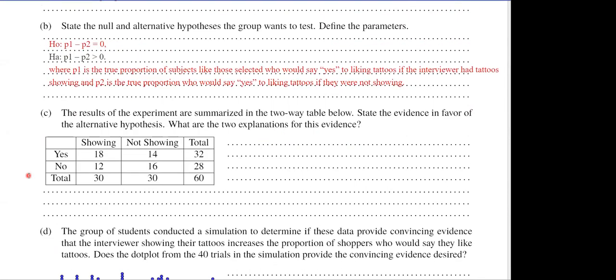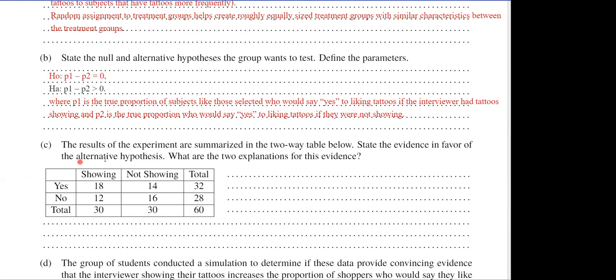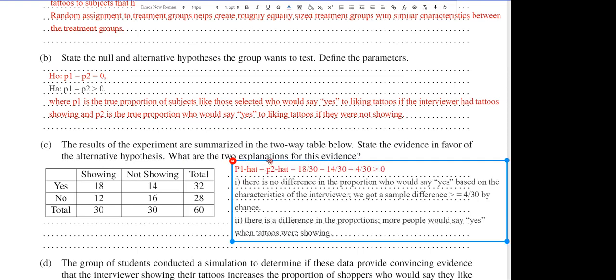Then we get to our next question. It says, the results of the experiment are summarized in the two-way table below. State the evidence in favor of the alternative hypothesis. What are the two explanations for this evidence? All right, so this takes us back to things that we discussed at the very beginning of the year. And we say, well, what's our evidence and what are possible reasons for that evidence?